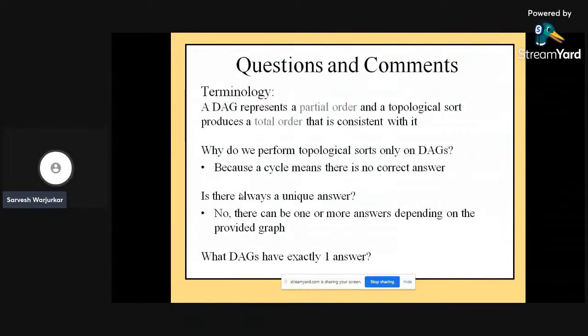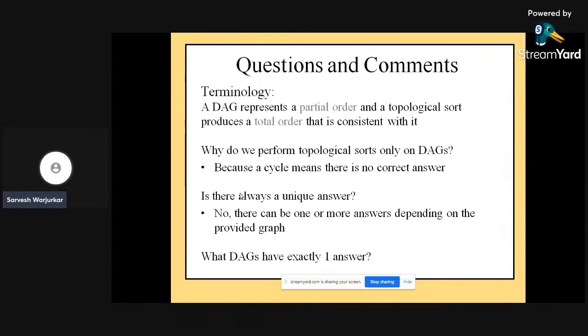Is there always a unique answer? The answer is no. There can be one or more answers depending on the provided graph, since you can choose an arbitrary node while traversing the graph. There is no prerequisite or predefined rule that you have to choose the root node first, or node number one first, or alphabetical order.